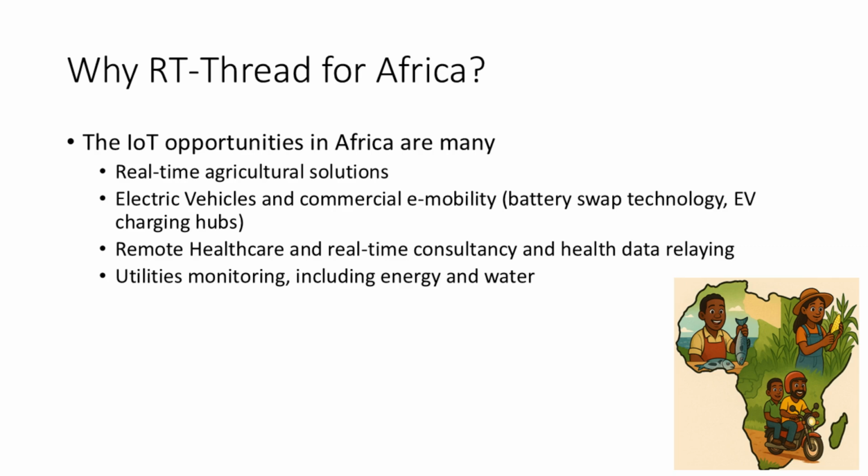The fourth main area is utilities monitoring, and this includes energy and water. Specifically in the water sector, I have worked with organizations that required solutions for monitoring large-scale water supplies and also for smart metering. We developed this using NB-IoT, and of course, RT-Thread was the operating system of choice.